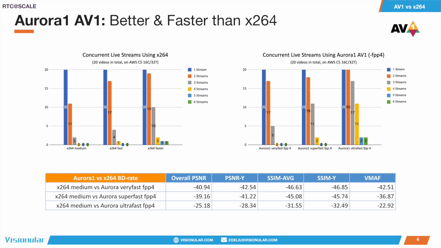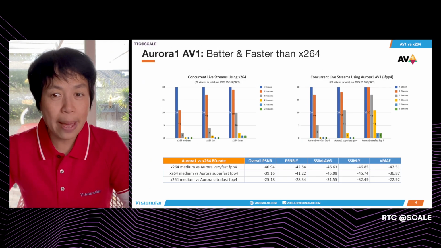What about AV1? On the right of the figure, we show the performance of our Aurora AV1 with also 3 different speed levels. Let's look at the relatively slower one, which is very fast. Now we can see that with only 1 stream, all 20 can be handled, no problem. When we increase to 2 concurrent streams, 17 out of 20 can still be encoded in real time for 2 live streams. That means that Aurora AV1 very fast, this speed level, is already faster than how x264 medium performs. That means there is quite a lot of potential to make AV1 faster.